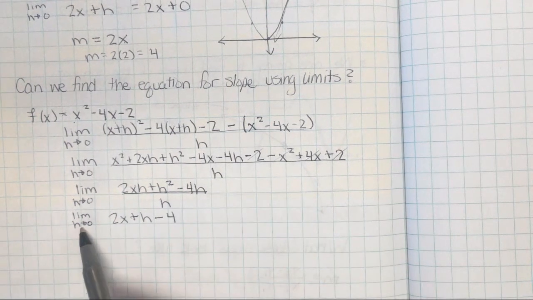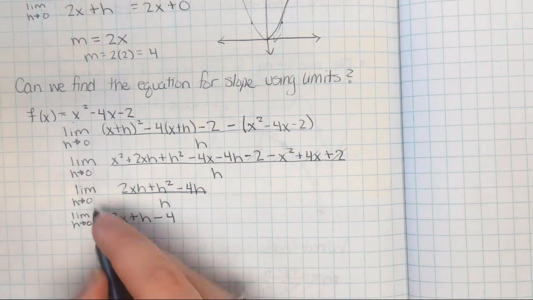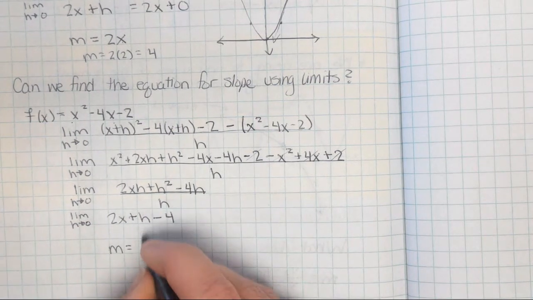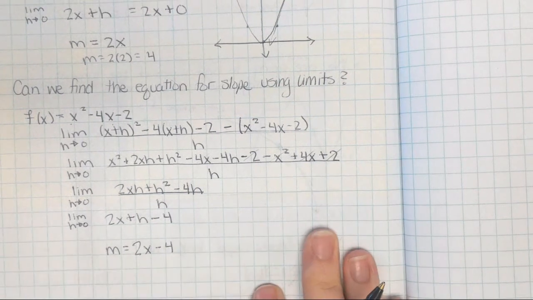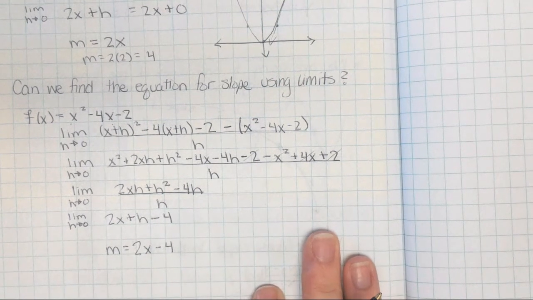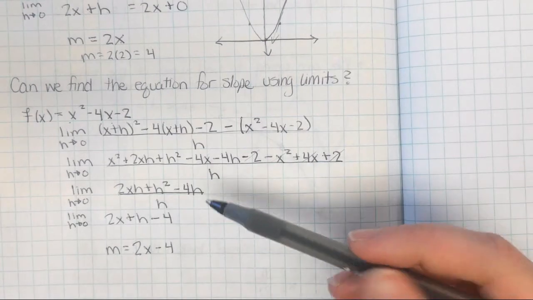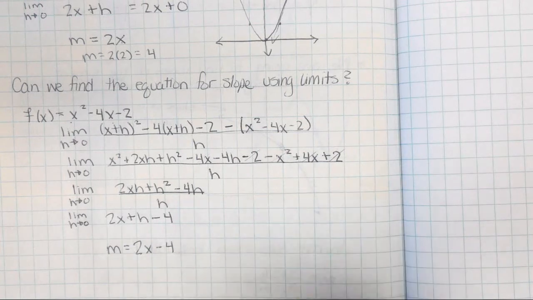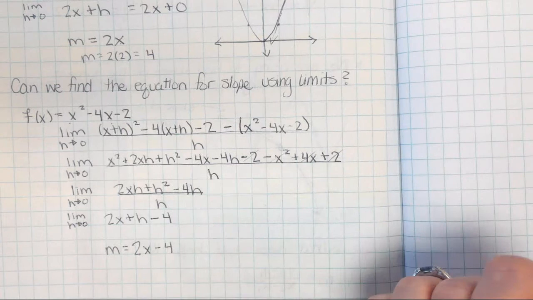Now, as h approaches 0, there's a 0 here. So what that means is my slope equation, if I plug in 0 for h, is just equal to 2x minus 4. Okay? And I understand if you guys are going to need me to clarify this a little bit more when I get back, but understand what we're doing is this is a slope equation for any point that I want to plug in from this function.